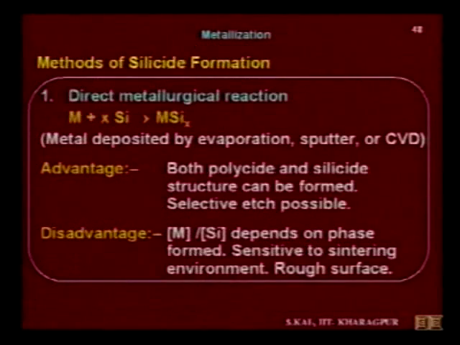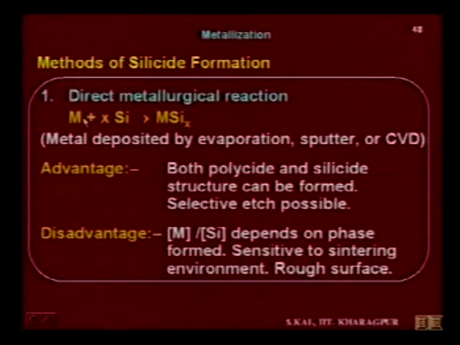Okay. So now we'll discuss the formation, how the silicides are formed. There are several techniques by which silicide film is formed, and one technique is direct metallurgical reaction. There, M is the metal and Si is the silicon, and x atoms of silicon react with one metal atom and form MSi_x, at temperatures ranging from say 500 to 1000 degrees centigrade. M stands for metal, and it will form MSi_x, that is the silicide.